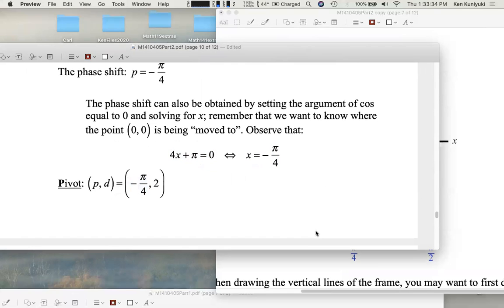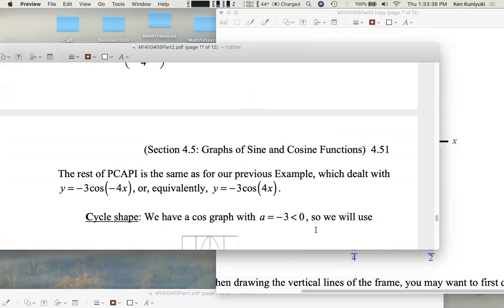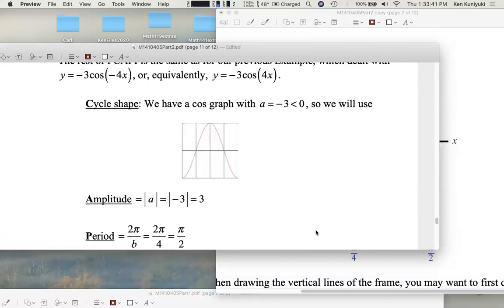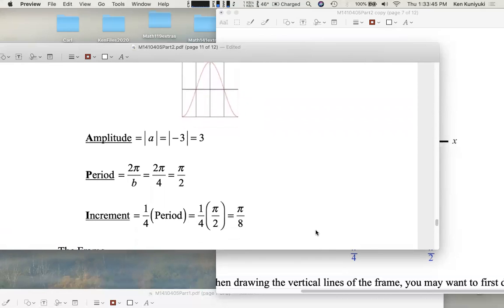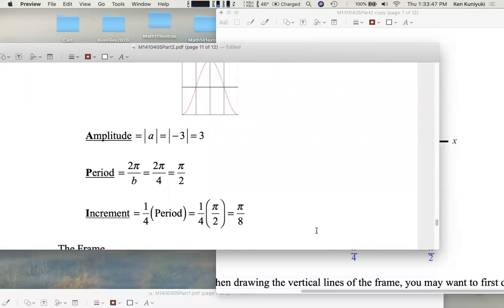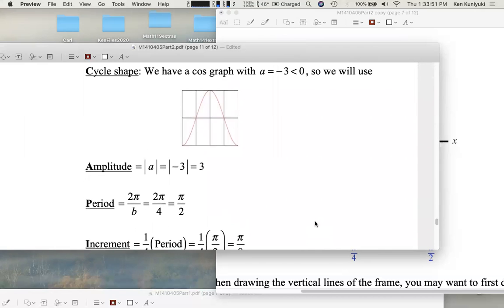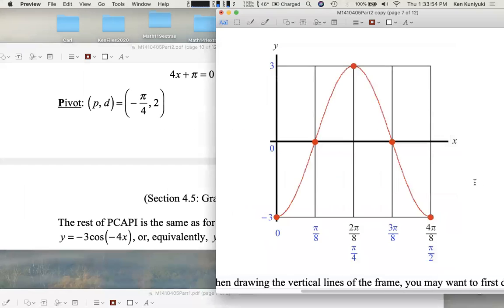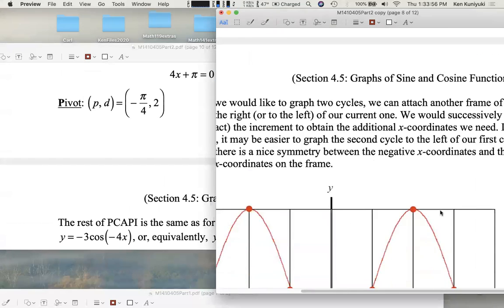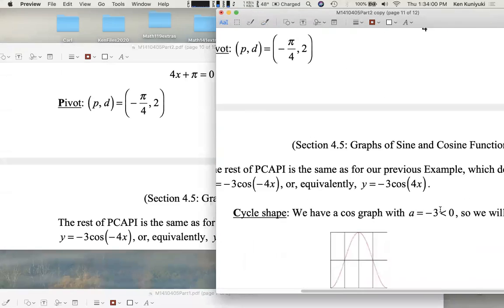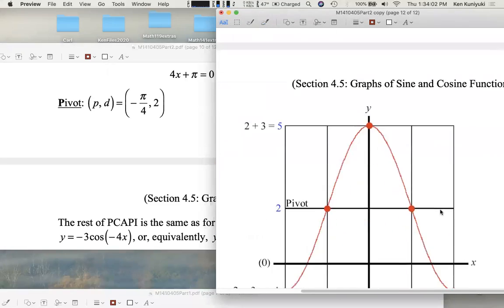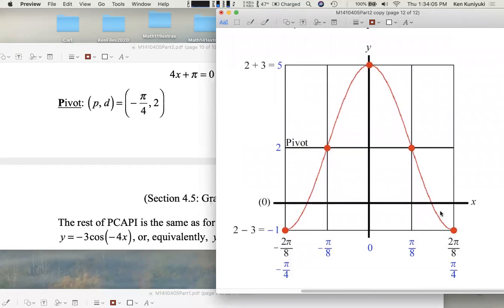Okay. So that is the key difference. Everything else is the same. Cycle shape is a hill. Amplitude is 3. Period is pi over 2. Increment is pi over 8. Remember, this was a transformed version of our previous example and put in the axes. So the pivot, that's the new thing here. And what is our new answer, our new graph? The coordinates and axes will be the things that really change. All right, the same picture, it's a hill.